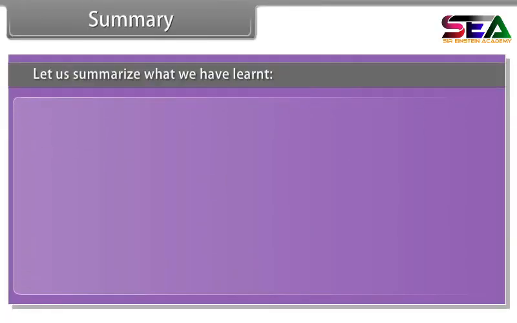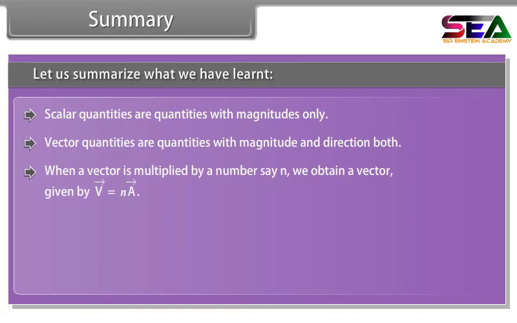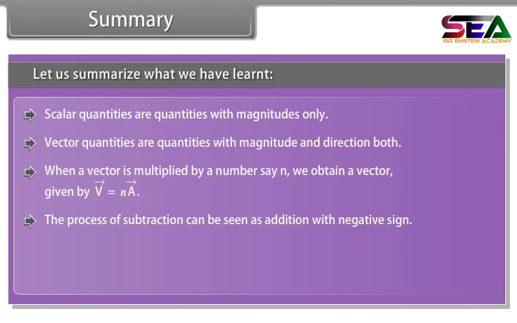Summary. Let us summarize what we have learnt. Scalar quantities are quantities with magnitudes only. Vector quantities are quantities with magnitude and direction both. When a vector A is multiplied by a number say n, we obtain a vector v given by v vector equals n times A vector. The process of subtraction can be seen as addition with a negative sign.